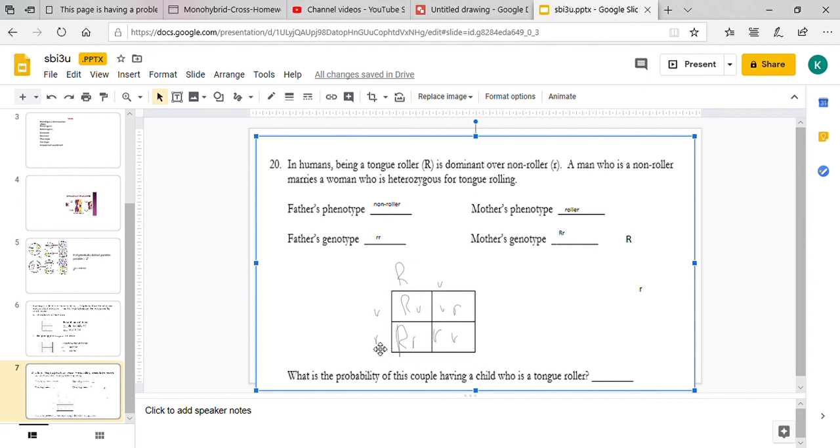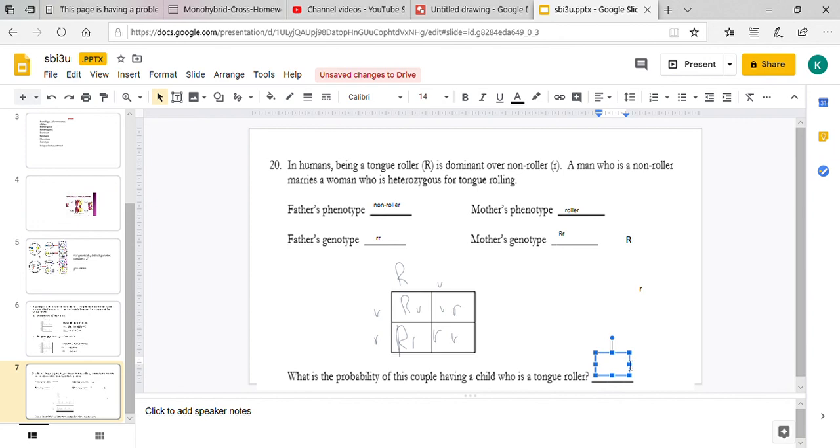So out of the 4 offspring, 2 would be tongue rollers, meaning a 50% chance that every time this couple has a child, there would be a tongue roller, and that also makes it a 50% chance that they are non-rollers. Hopefully that helps. Thank you.